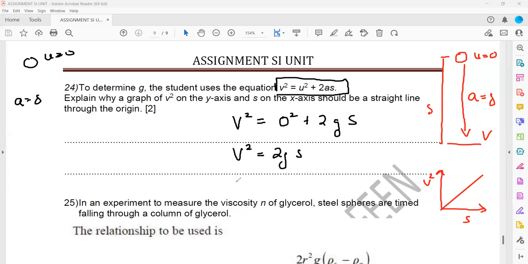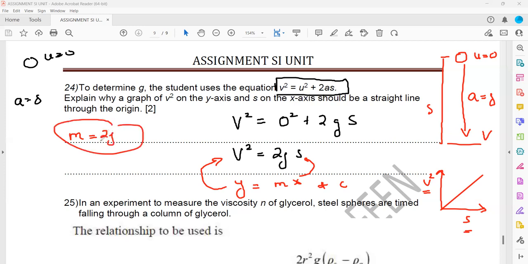Now when we compare with the equation of a straight line, which is y is equal to mx plus c, on the y-axis we have v squared, and on the x-axis we have displacement. So what is the gradient of this graph? The gradient is equal to 2g.